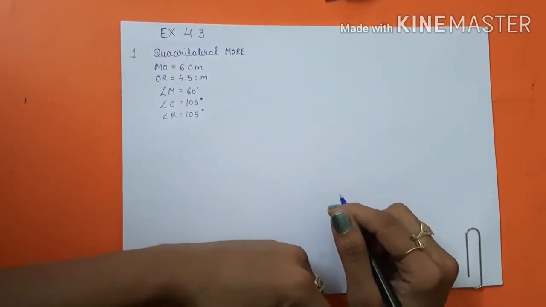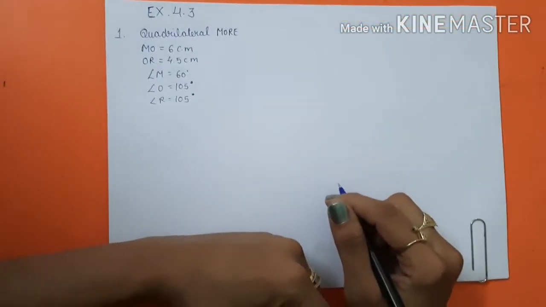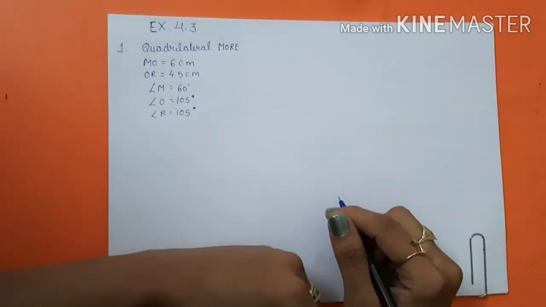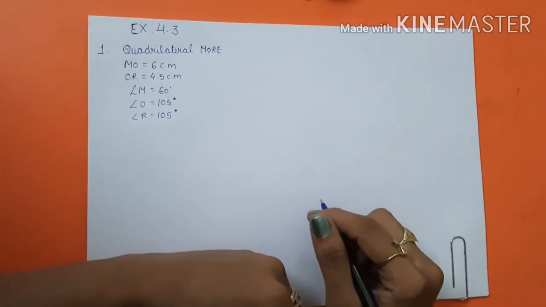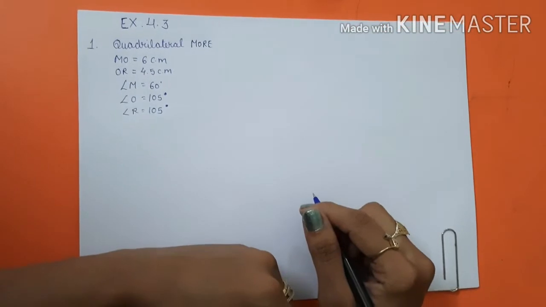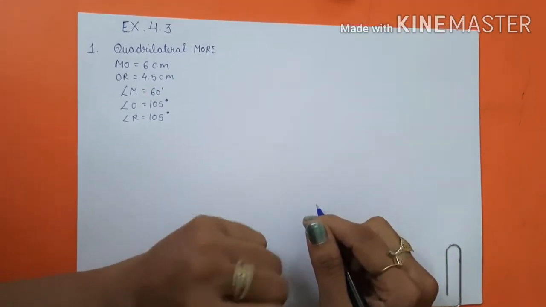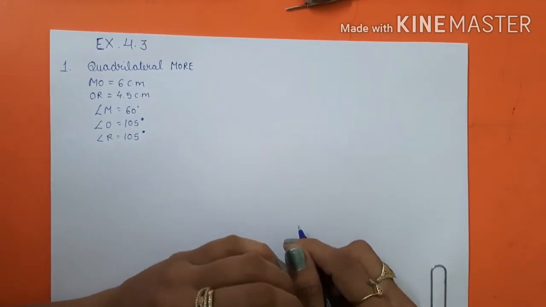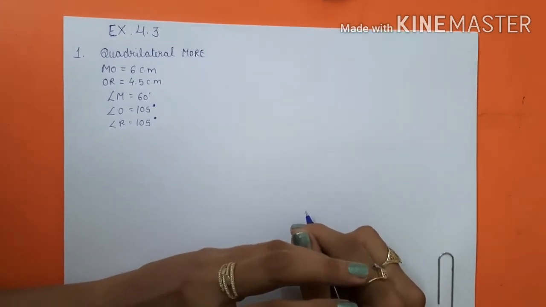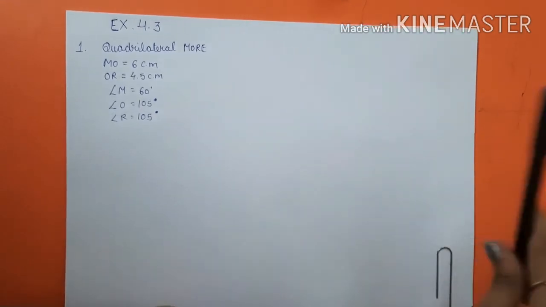Good morning, students. Today we are going to start exercise 4.3, question number 1. Here we construct quadrilateral MORE. Here we will construct a different type of quadrilateral. Here 3 angles are given and 2 sides are given. So we will construct a quadrilateral. Let's see.